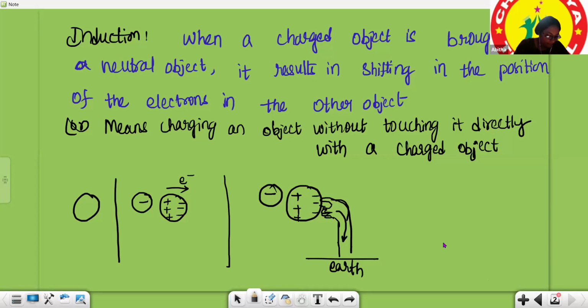So when you are using hand, the electrons come out, it acts like a path and it goes into the ground.